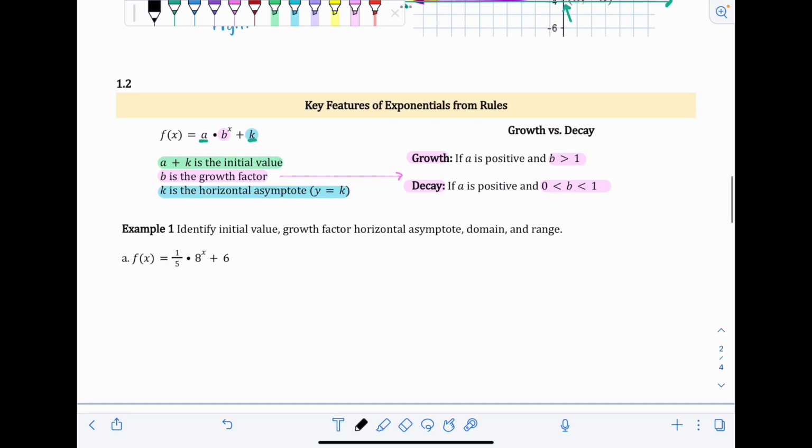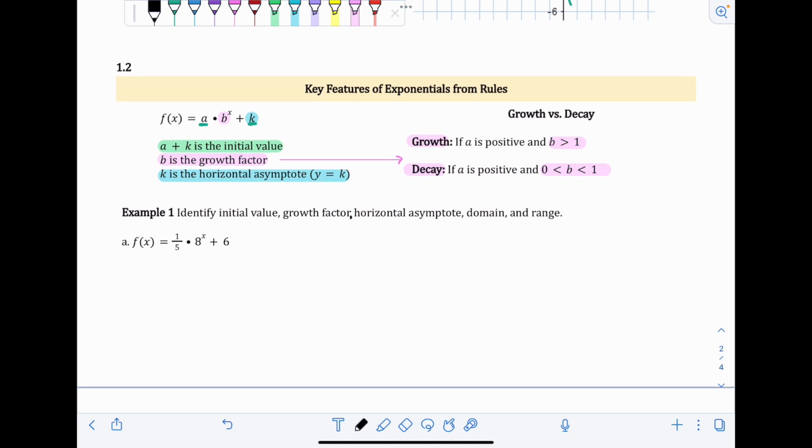Okay, so example 1: identify the initial value, growth factor, horizontal asymptote, domain, and range from the function f of x equals 1/5 times 8 to the x power plus 6. This is the answer that we found from one of the previous examples. Now we can find all these different parts from it. So initial value, I'm just going to shorten to IV. The initial value is supposed to be a plus k. So I'm going to backtrack a little bit, bump this down so we can identify what a, b, and k are.